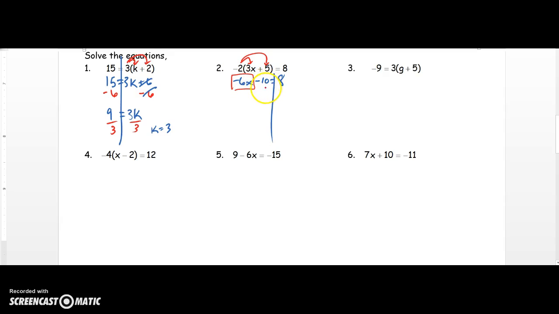So minus 10, we want to add 10 on both sides. Negative 6x, those cancel, equals 18. Now what do you think the next step is? We have to divide by negative 6. So you get x equals negative 3. That is your answer right there.